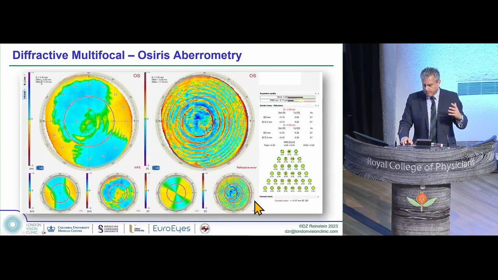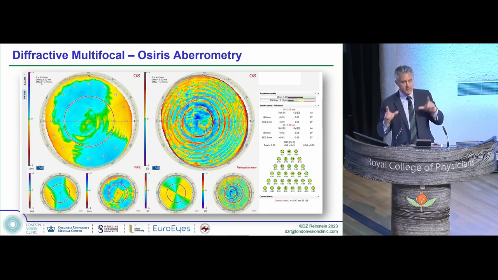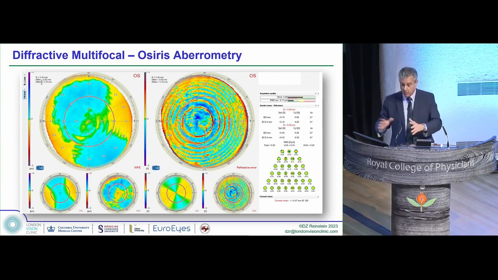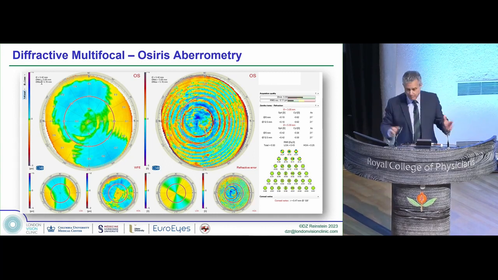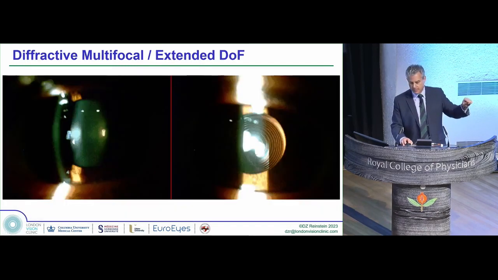Now, this is a Symphony lens through a 40 spots in a 6 millimeter zone aberrometer. So remember, eye design, great, but the Osiris from CSO, unbelievable. And now you're looking at the optical degradation that the patient is experiencing through a diffractive Symphony lens.